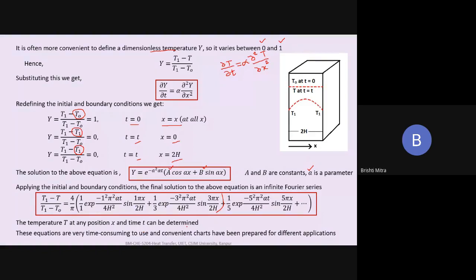These equations, of course, are quite time consuming, and we have charts available for us to use to do the calculation. But if you still want to use these, you can just truncate it or cut it off after this, because it's an infinite series, there is no end to it. But the terms become smaller as we go on increasing the value. So we can take maybe 2 terms or 3 terms and calculate the temperature based on it.